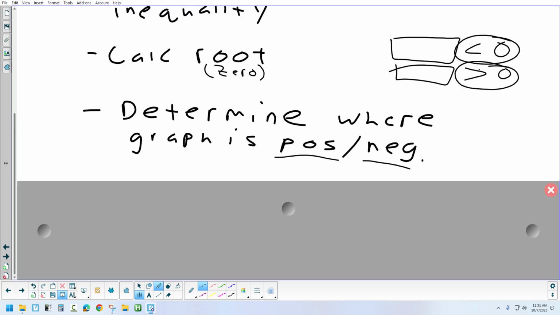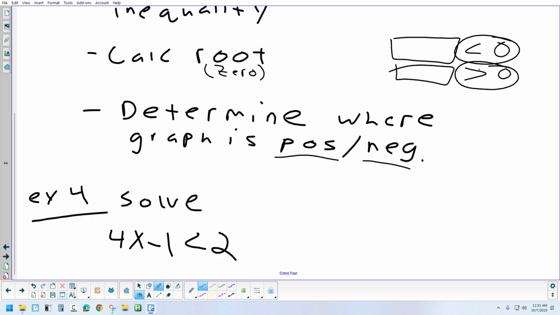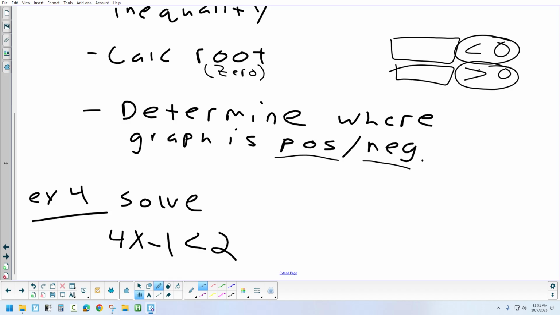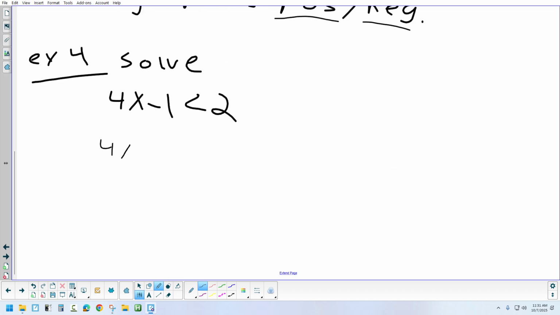So here's our question. 4x minus 1 is less than 2. What's the first thing I have to do with that if I follow method 1? Yep. Get 0 on one side.